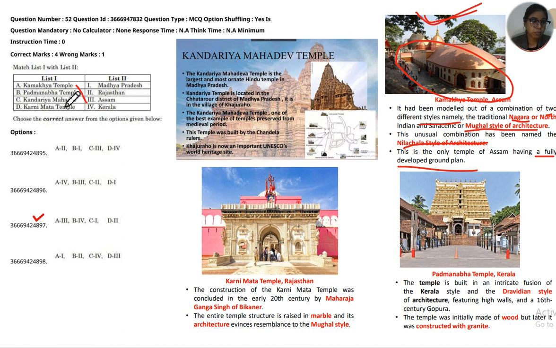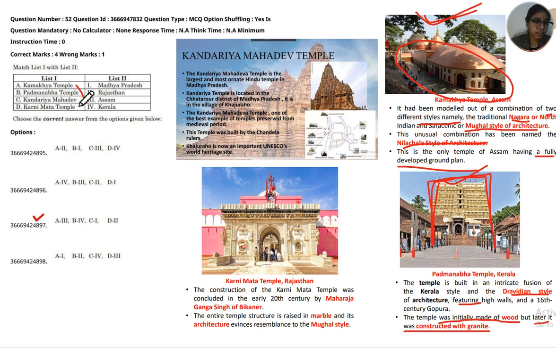Next is Padmanabha temple. Padmanabha temple is in Kerala. See, this is your Padmanabha temple. Its architectural style is Dravidian style of architecture. The temple was initially made of wood, but later it was constructed with granite. So first it was made up of wood, then further on it was made up of granite. This is also called your Gopuram, the entrance gate of any temple.